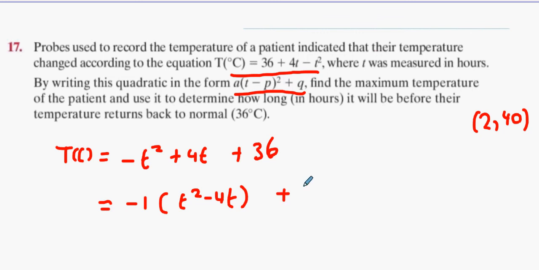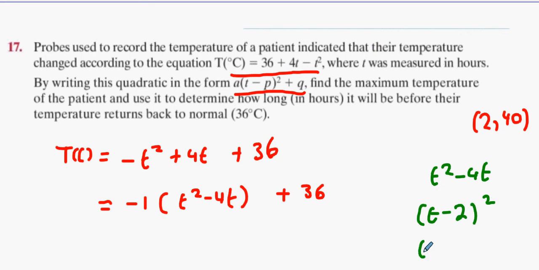Still plus 36, yes? You have to take it out to make a perfect square, because anything multiplied by itself is always positive. So you can't get something multiplied by itself and give you a negative t squared. That's impossible, okay? Now, zone in on the t squared minus 4t, and what you get there? t minus 2 squared, yeah?